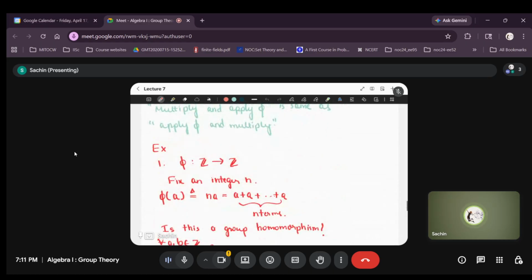We had this example here, the homomorphism from Z to Z, where we said fix an integer n and phi of a is n times a. So depending on the choice of n, you would get different homomorphisms here, right? If n was 1, you get phi of a is equal to a, which is the identity map. If n was 2, you would get phi of a is equal to 2a, which is doubling. So 1 goes to 2, 2 goes to 4, etc. So for different values of n, you would get a different homomorphism.